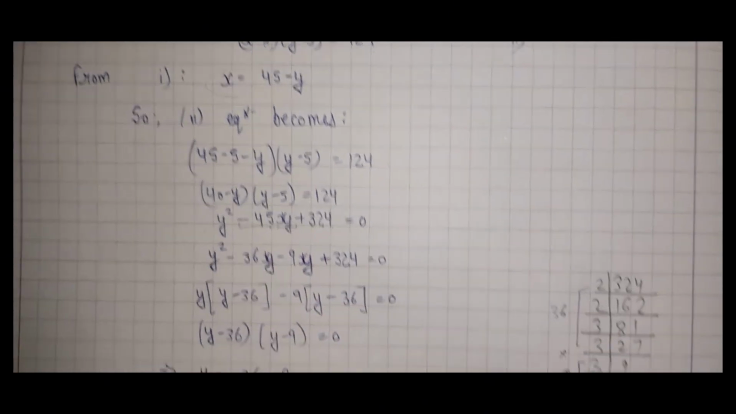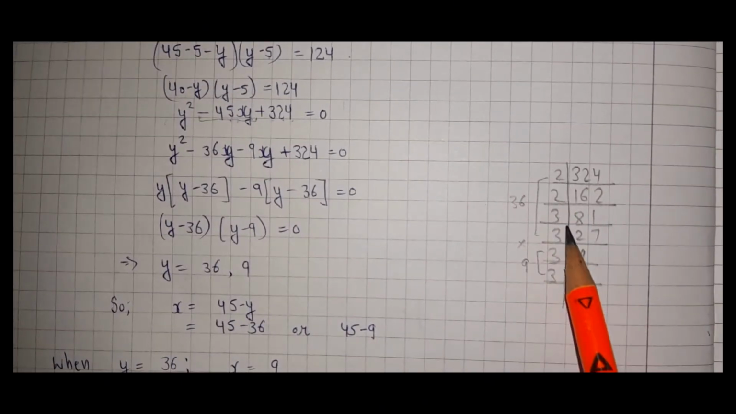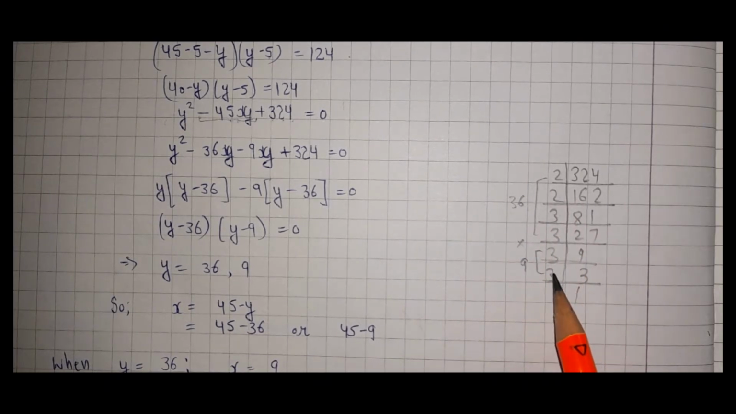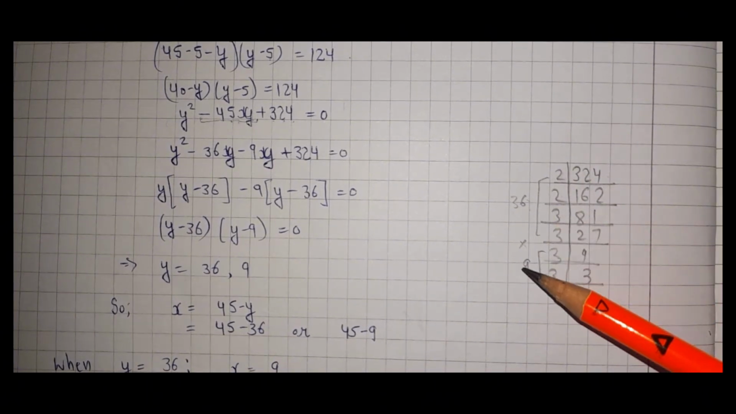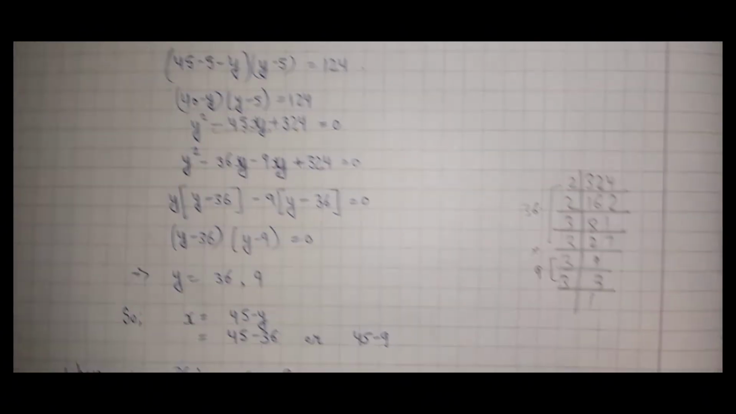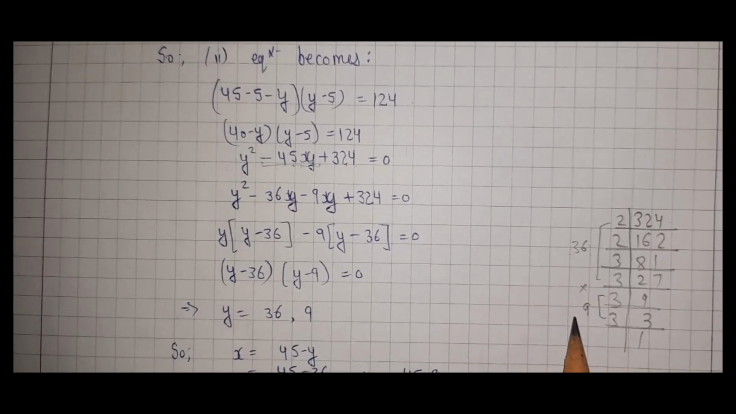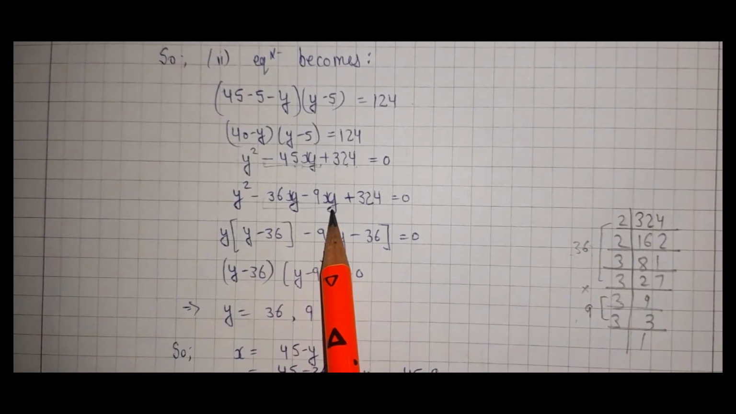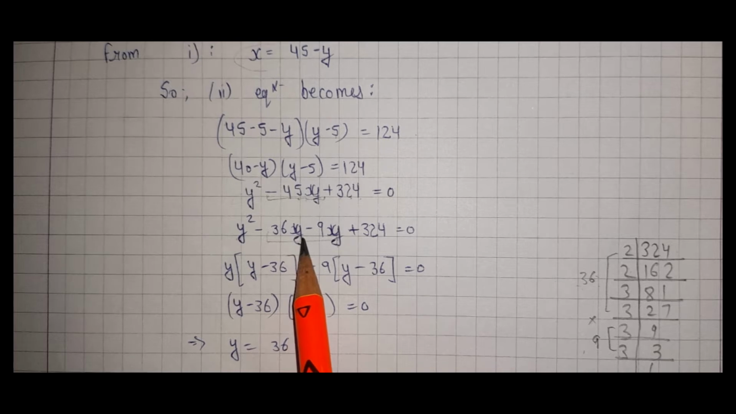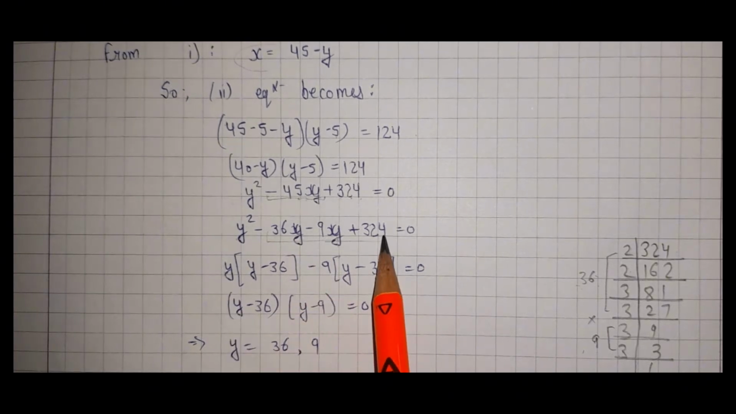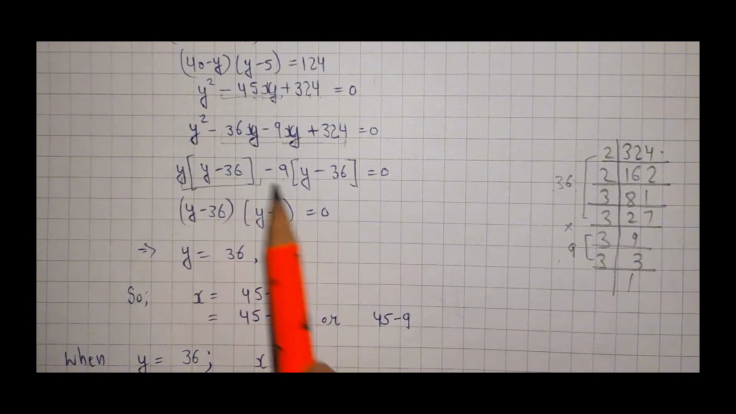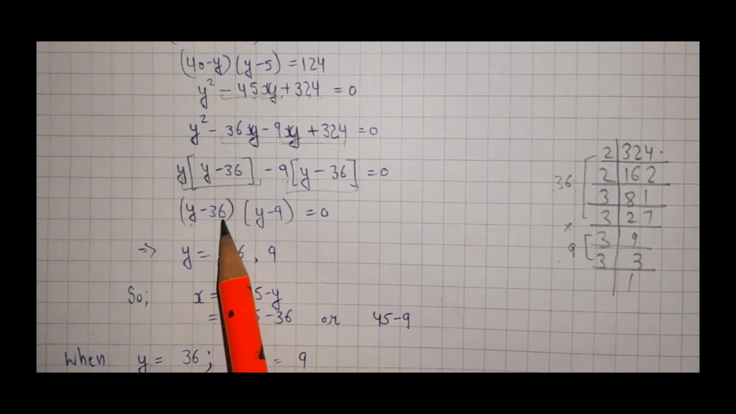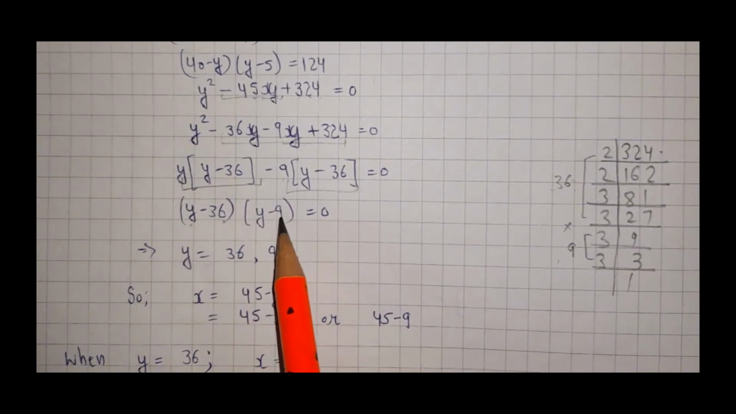Now the factors of 324 are 2², 3⁴. 2 into 2 into 3 into 3 becomes 36 and 3 into 3 becomes 9. So after their product we will get 324 and after adding these two numbers we will get 45. So -36 and -9 are the two numbers. After taking common from the first two terms we will have y common, and from the last two terms 9 is common. Again (y - 36) is common in these two terms, so take (y - 36) common, (y - 9) remains.